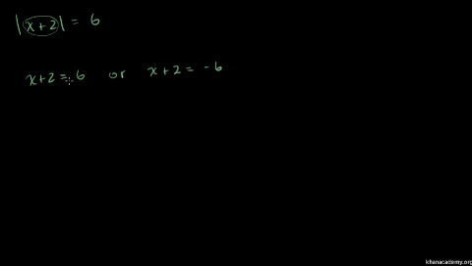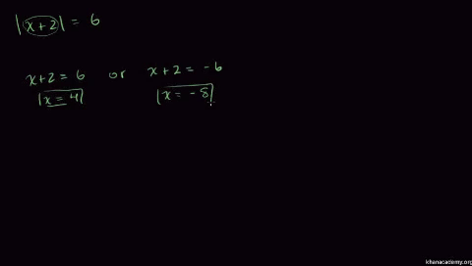And then if you subtract 2 from both sides of this equation, you get x could be equal to 4. If you subtract 2 from both sides of this equation, you get x could be equal to negative 8. So these are the two solutions to the equation. Okay, well, that part was pretty good. So let's see what happened next.